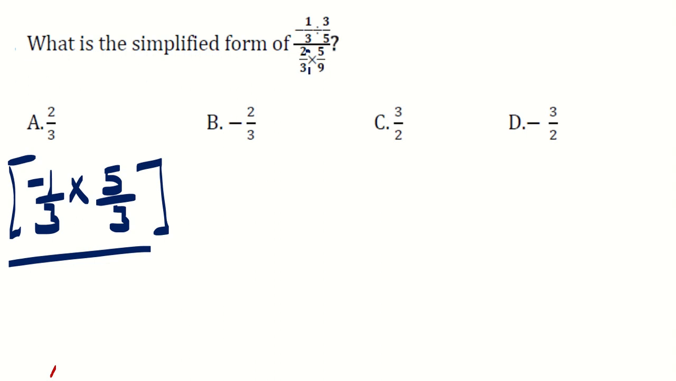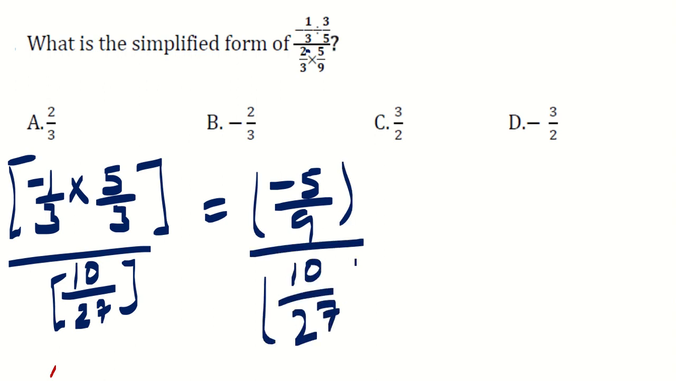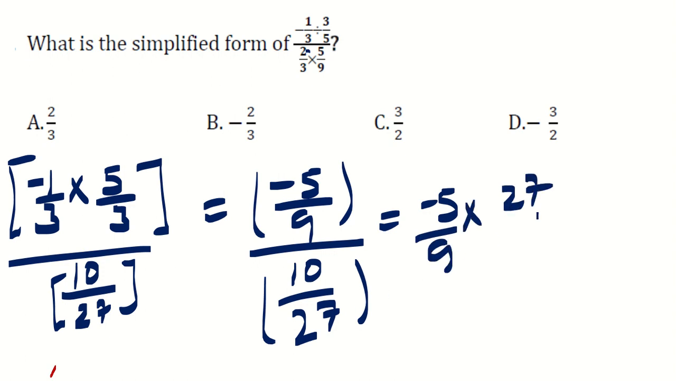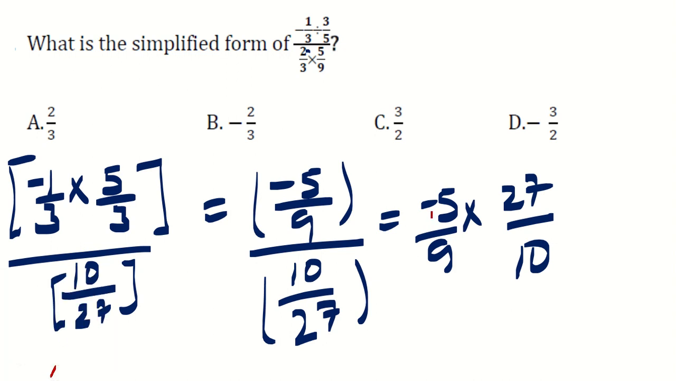2 and 9, they don't have a common factor. 3 and 5, they don't have. So 2 times 5 is 10 over 27. Now when you multiply, it will be negative 5 over 9, the whole over 10 over 27. Which is negative 5 over 9 times, flip the denominator now, 27 over 10. Let's simplify. To simplify, let's use another color. By 9, this one 1, this by 9 3. 27 is a multiple of 9. Again by 5 1, this by 5 2. What is left? Just 3 over 2 left.